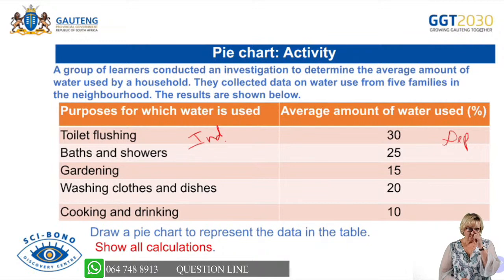Show all calculations. All right, we actually remind you in the paper that you must show your calculations because you're getting marks for it. So please make sure that you show them. Don't do it somewhere else on your paper. You must show it in your script so that we can actually mark them and give you the marks. Even if your calculations were correct and your pie chart is 100% correct, but we don't see the calculations, we don't give you those marks. So it's important to show your calculations.